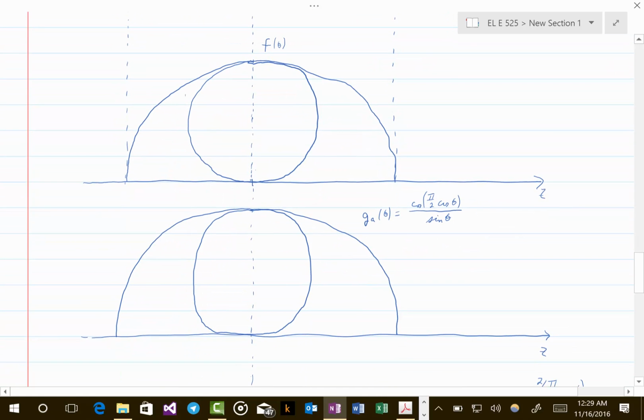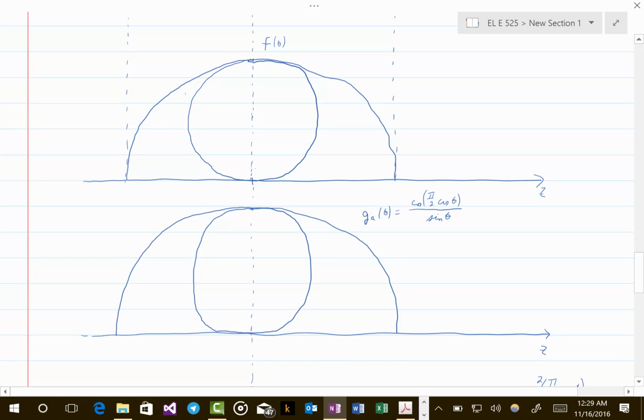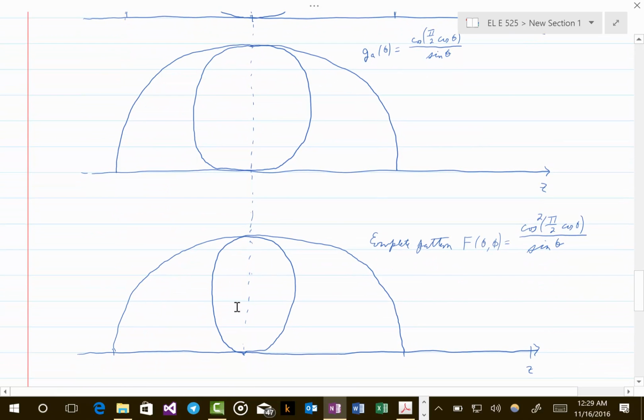And now the element pattern, again, as we said before, is cosine of pi over 2 cosine theta over sine theta. This is a pattern we've drawn previously in this course, and it looks like this. So these two polar plots look pretty similar to each other, and when we multiply them together, we will get the complete pattern shown here, which will be a bit thinner than either one of them, but like both of them, it will have a maximum at 90 degrees.